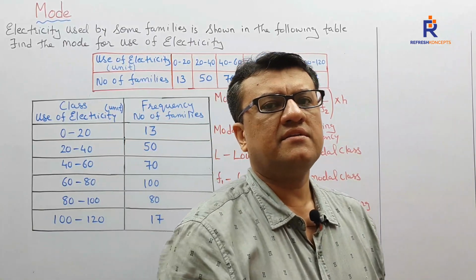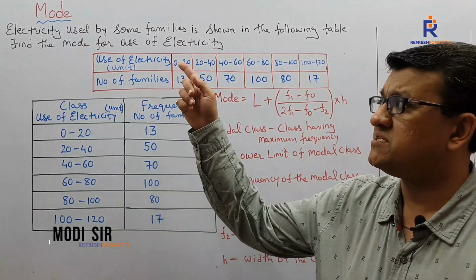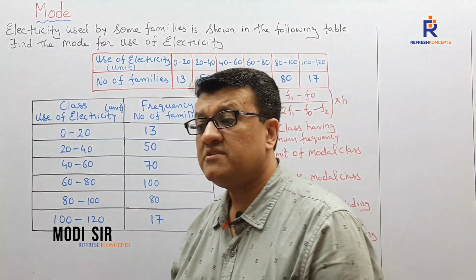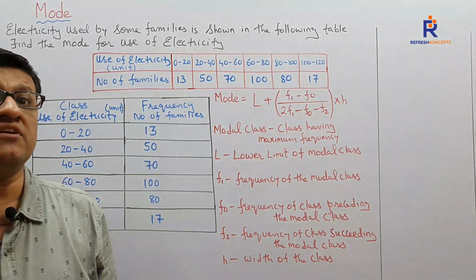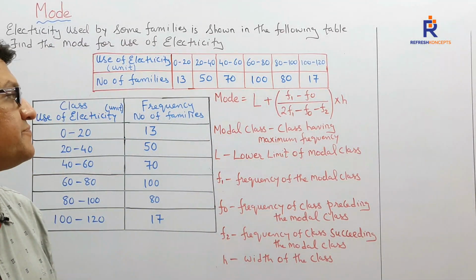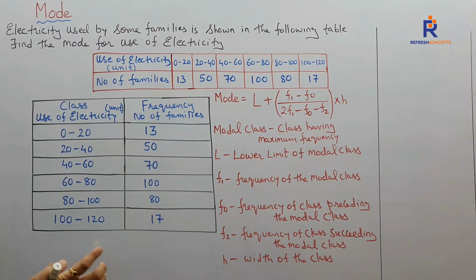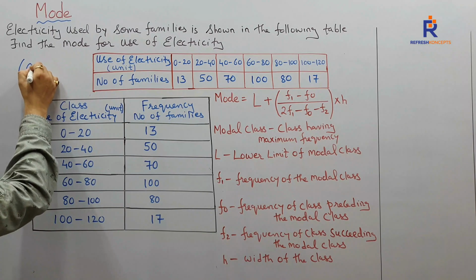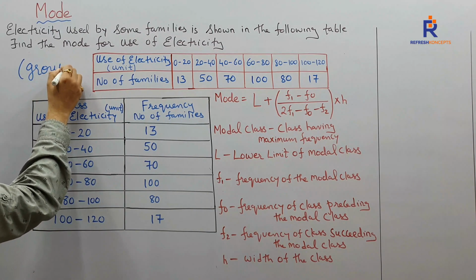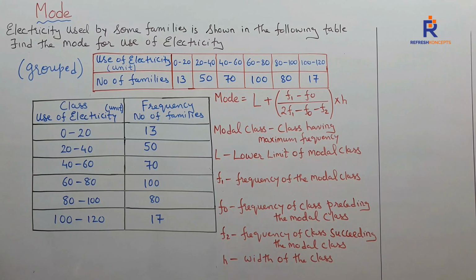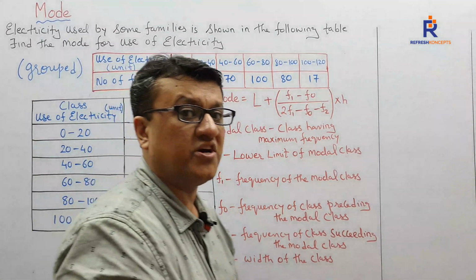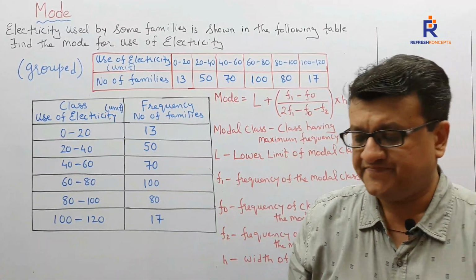Welcome back, children. Let's find the next one. What is this? Mode. We need to find the mode. This time again we are solving using a formula. First, this is again for grouped data. In our class 10th, we don't go for ungrouped data, we go for grouped data.